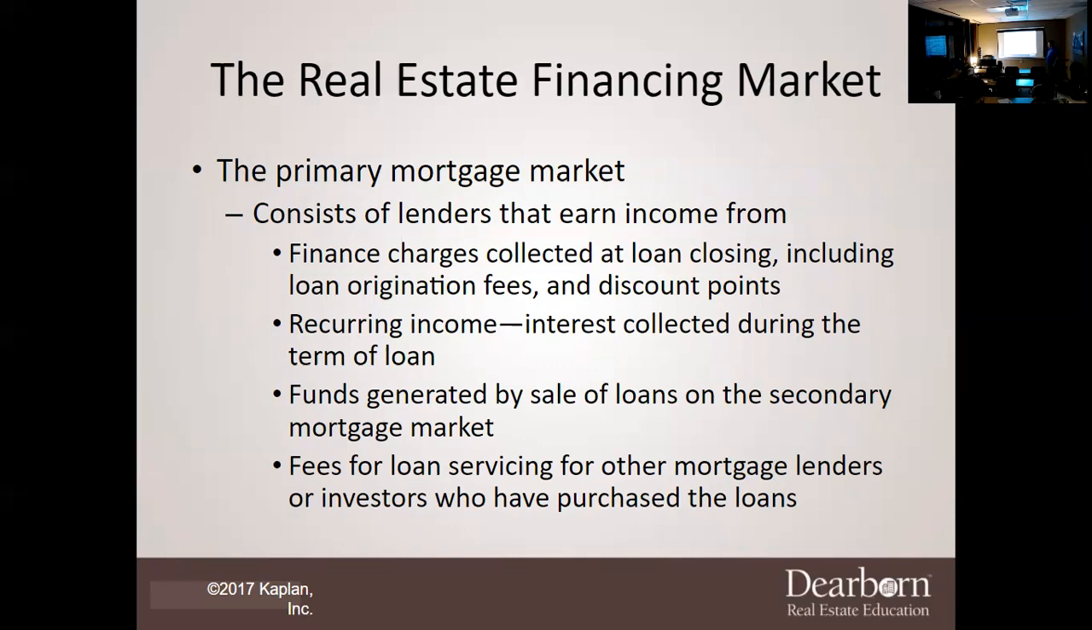Okay, and it consists of lenders that earn income from these bullets. They charge you finance charges at closing, those things being origination fees and discount points. There's also recurring income, so there's interest collected during the term of the loan. There's funds generated by the sales of loans to the secondary market. And there are fees for loan servicing for other mortgage lenders and investors who have purchased them. So ultimately, the lenders, the ones that you deal with on a daily basis, make their money off of these bulleted points right here.